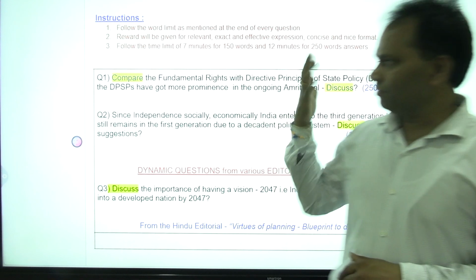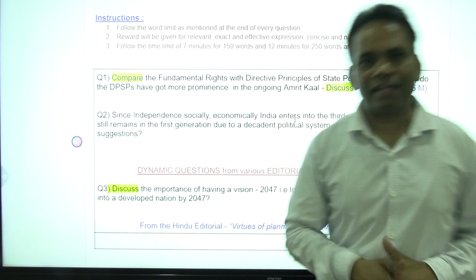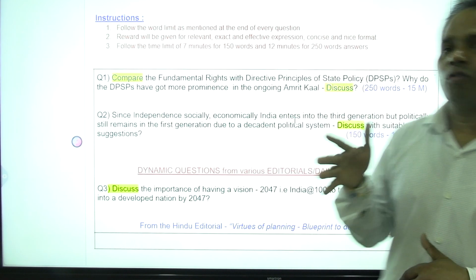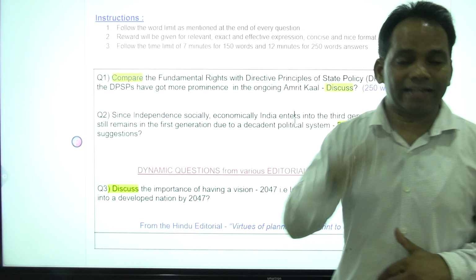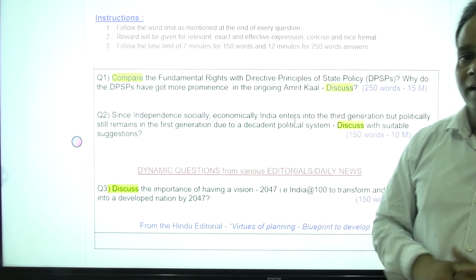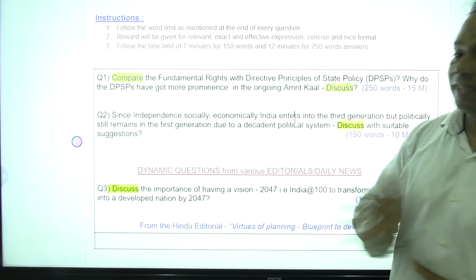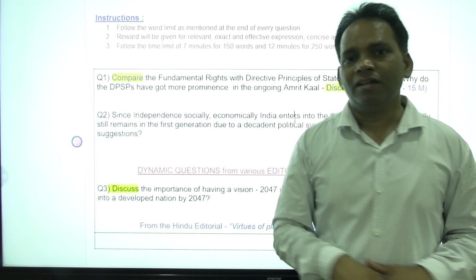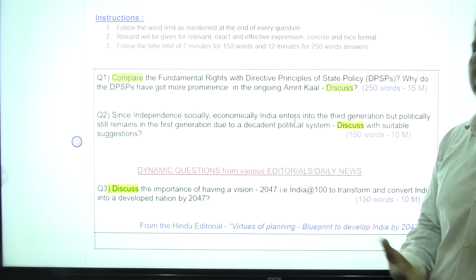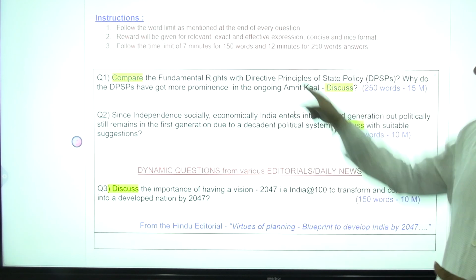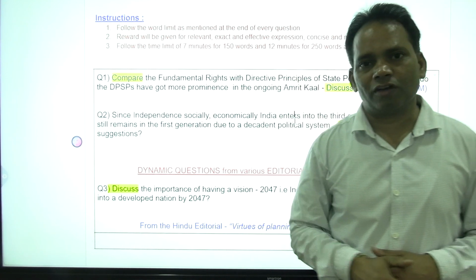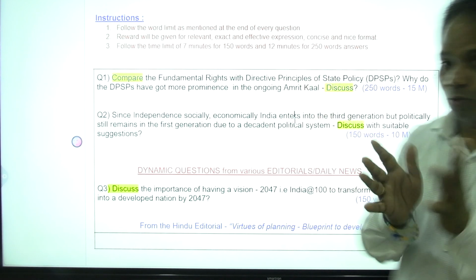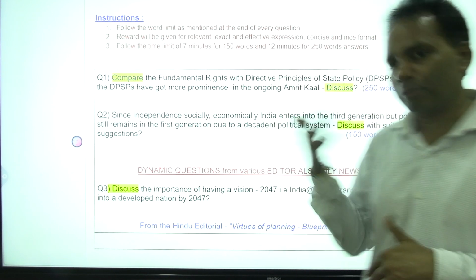The Honorable Prime Minister on some occasion quoted that for the last 75 years we have been focusing on the rights, the fundamental rights, whereas this is the time to focus on the responsibilities towards the society. This is what he mentioned. What are the responsibilities? State responsibilities and individual responsibilities, including DPSPs and fundamental duties also. The duties and DPSPs are similar in nature in most areas.